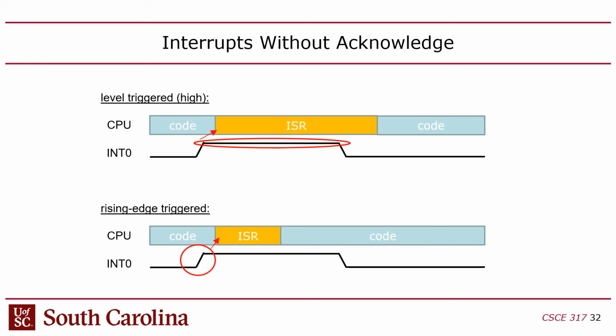Before I get into that, I also mentioned that there are two types of ways that this signal can be interpreted. It can be level sensitive, meaning that the CPU is responding to the level when it's high, right? Or it can be edge sensitive, where the CPU sees the rising edge, the transition from low to high, right? So that just depends on the hardware.